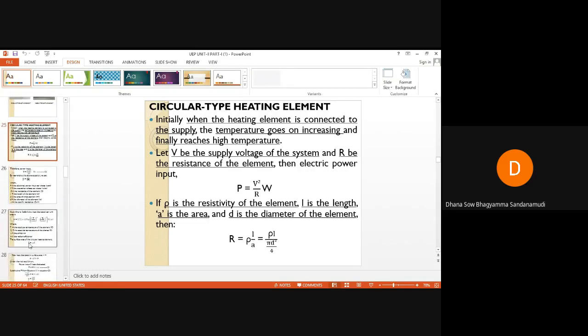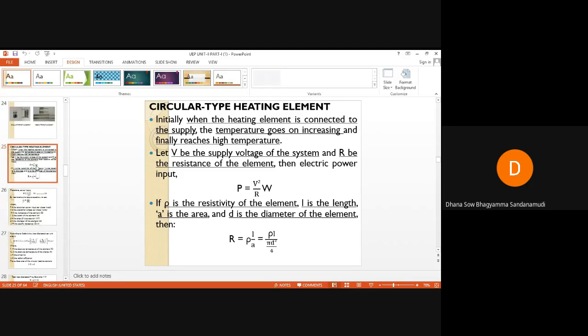circular type or ribbon type heating elements. So you must know the length and diameter of the heating element depending on the voltage that you are going to give, depending on the heat up to which the heating element is to be heated. In order to determine the length and diameter of the heating element, there are some equations. When supply is given to the heating element, what will happen? The temperature of the heating element will gradually rise, and finally it will reach a very high temperature.